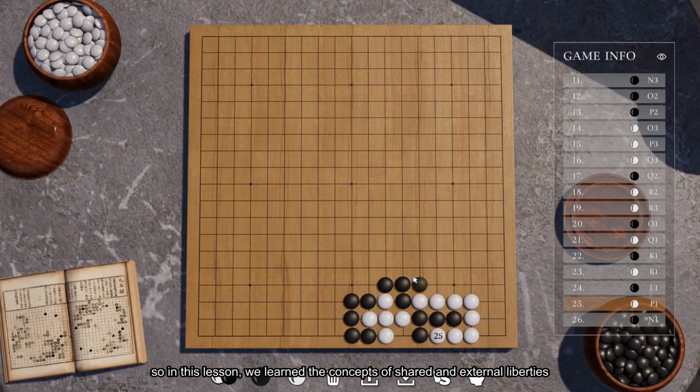Alright, so in this lesson, we learned the concepts of shared and external liberties. And we also introduced hidden liberties. Regarding the rules of taking liberties, we first learned that more liberties beat fewer liberties, and with equal liberties, who plays first wins. Then, we must remember that when taking liberties, take external liberties first, then shared liberties.